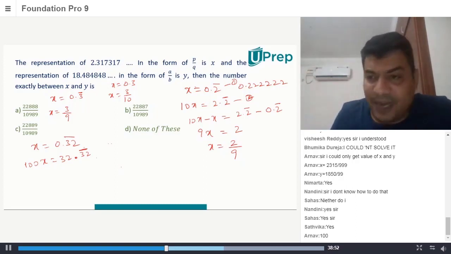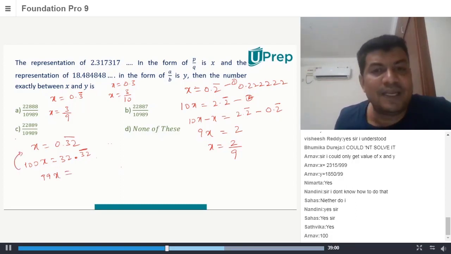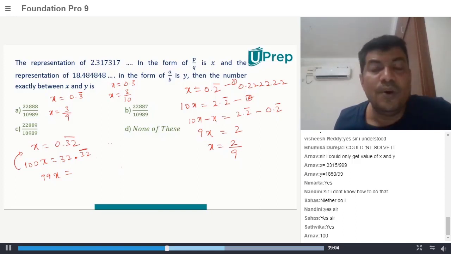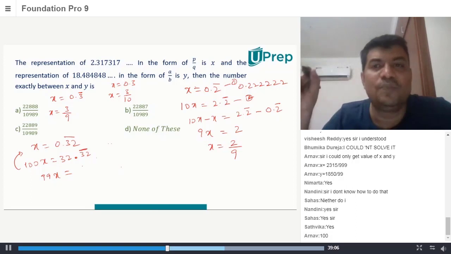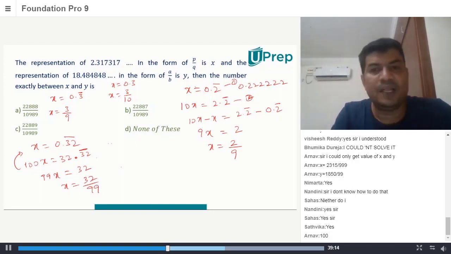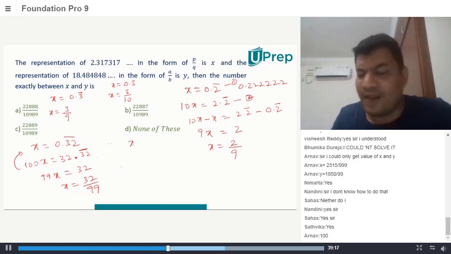So that when I subtract 100x minus x, it will be 99x. 99x will be 32.32 bar minus 0.32 bar, which gives me 32. Therefore, your x will become 32 by 99.